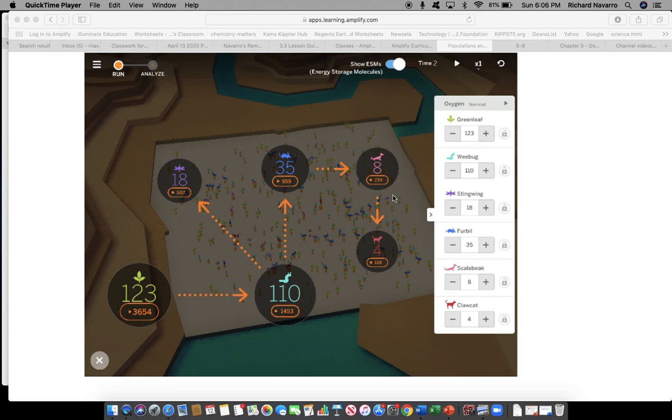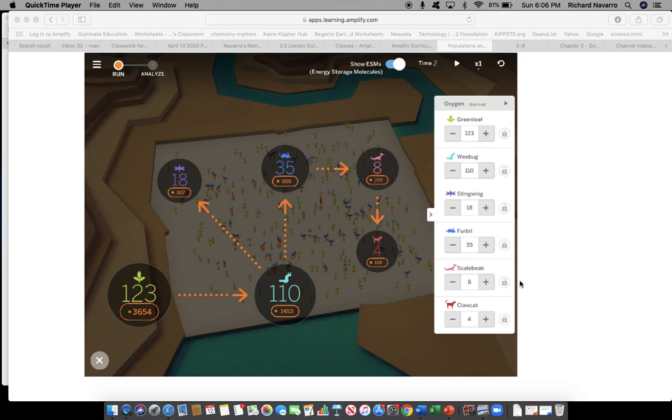So for my guess on how to make this work, I would want to increase the furball population by an indirect effect. If I were to increase this furball population, theoretically, that would cause the scaleback population to increase and provide more energy resource molecules for this scaleback population to reproduce and increase its population. And in turn, that increased population and increased energy storage molecule accumulation would pass to the clawcats, which would also allow them to increase. So let's put that into play and see how it works.